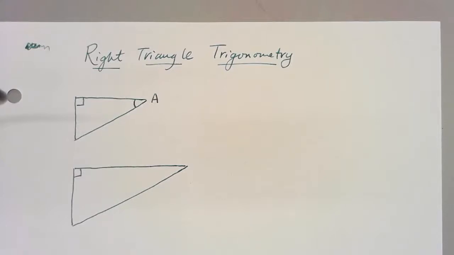In this lesson, we're going to learn about how right triangle trigonometry works. We're going to define the trigonometric ratios, sine, cosine, and tangent, and we're going to use them to solve some problems about right triangles. So first, let's look at the definition.